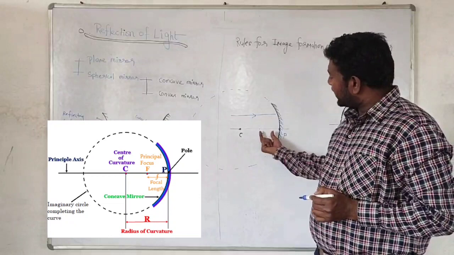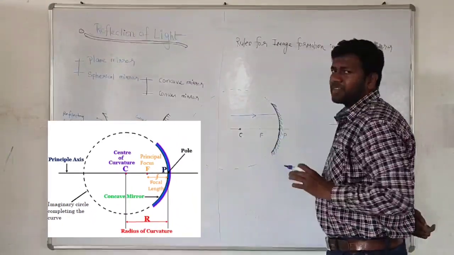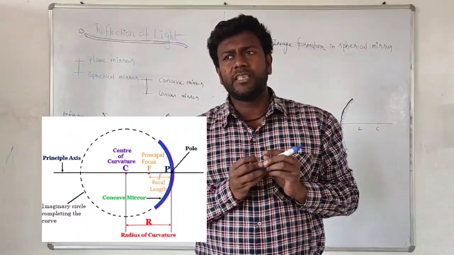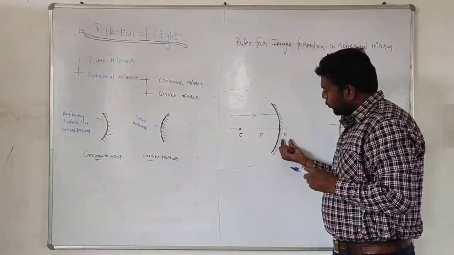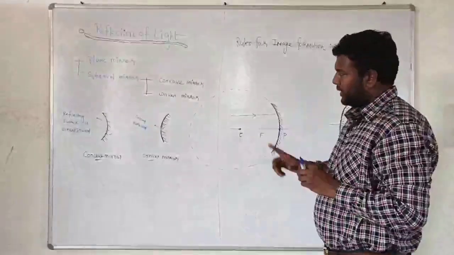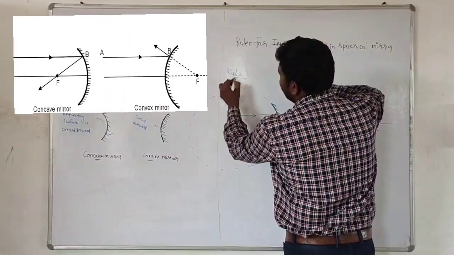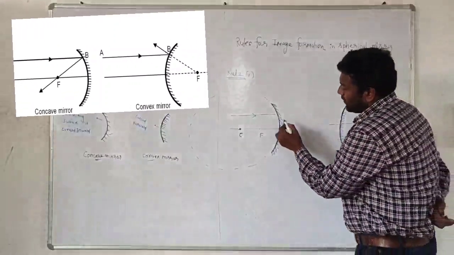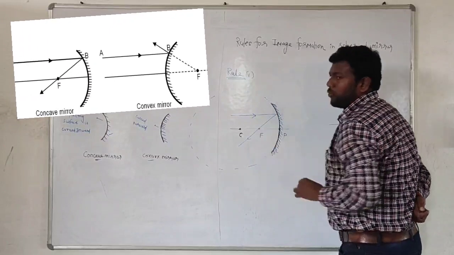focal length. When a ray of light goes parallel to the principal axis, after reflection the rays converge and meet at one point, and this point is known as the focus. We have just given a brief idea about pole, focus and center of curvature. Rule number 1: when a ray of light goes parallel to the principal axis, after reflection it passes through the focus.